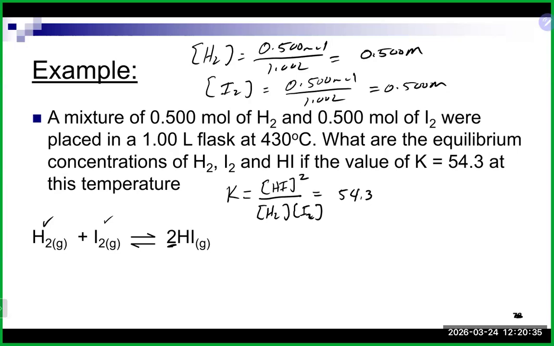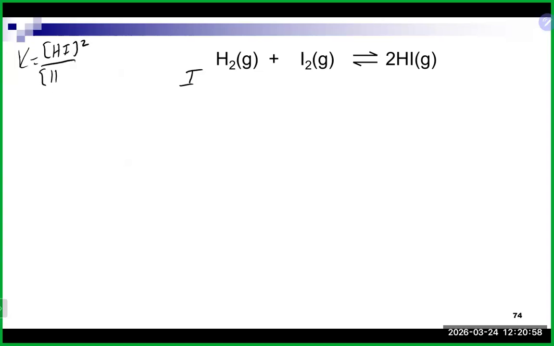Again, usually can't go wrong with an ice table if we're trying to find some type of equilibrium concentrations or pressures, and that's what we should do here. So I'm going to flip the page here and go this way, I think. And I'll steal this, I think. So initially here, I'll try to rewrite our equilibrium so we have it HI squared over H2 I2 equals 54.3.